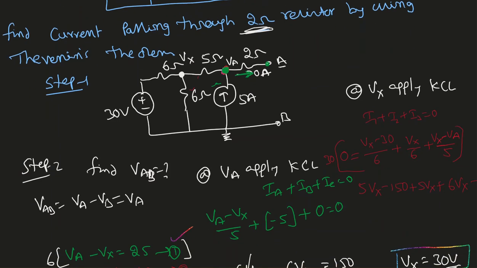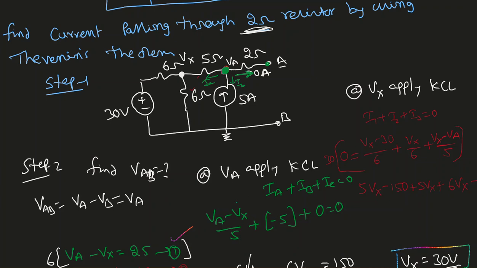So at VA, I'm going to apply KCL. I'm going to take IA, IB and IC. So IA plus IB plus IC equal to 0. I'm sorry, I'm showing you a different node. I'm applying KCL at VA, right? So here is my IA, here is my IB and IC. So IA equal to VA minus VX over 5.